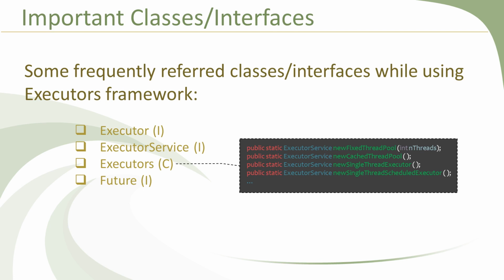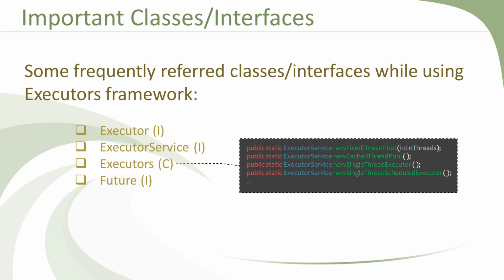The next entity in this slide is the Executors class. It is a factory class that constructs and returns various kinds of instances of the ExecutorService with commonly useful configuration settings. As is clear from the methods shown on the right, the returned ExecutorService instance can act as a fixed thread pool or a cached thread pool or even as a single thread executor.